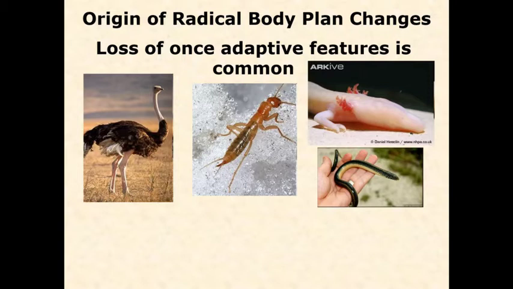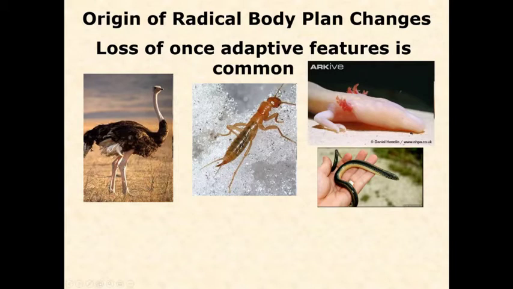And so the very thing that makes a group uber successful and very diverse makes it so that some of them are going to be exposed later on to a niche where that defining feature, that key innovation, is no longer a good thing. So ostriches have adapted to a large cursorial niche. Cursorial means running on two legs. And so wings are no longer needed. Now they still use them for balance and for display, but not for flight. So that main feature that made birds so successful, that function is lost.